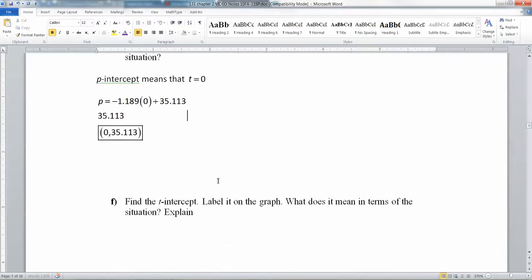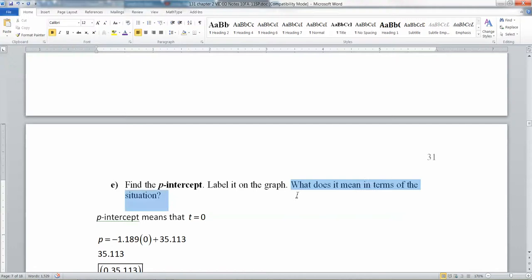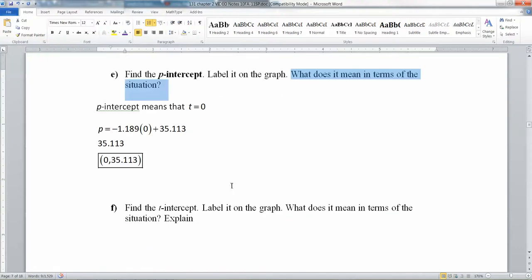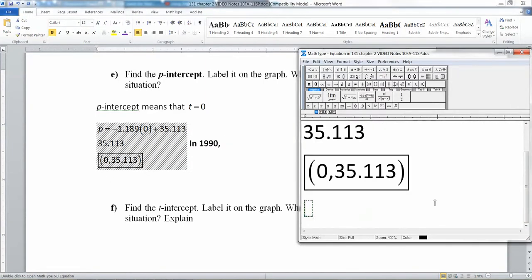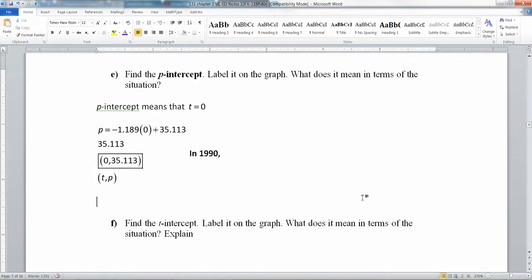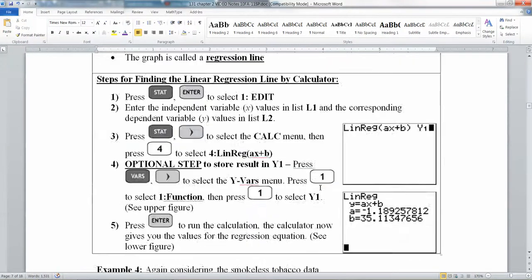Great. We know how to do it, no problem. Ooh, but then they asked us, what does it mean? Now that's the trickier part. So finding the point is not that hard, but it's not worth that many points. You need to be able to say, in 1990, now where am I getting that from? Well, the year is 0. Never forget that your points are going t comma p, right? They set up for you in the problem which one was the x and which one was the y.